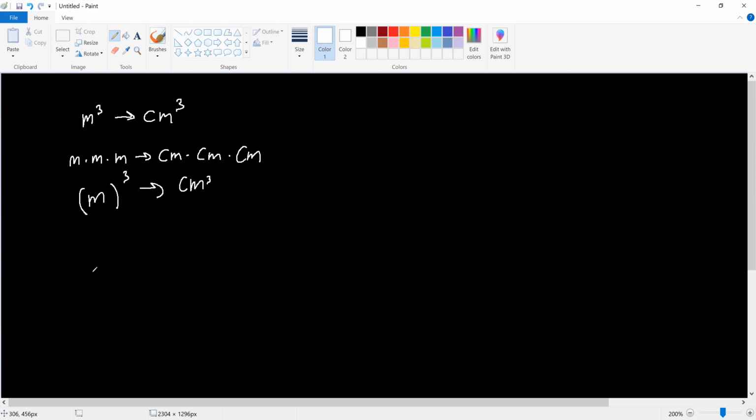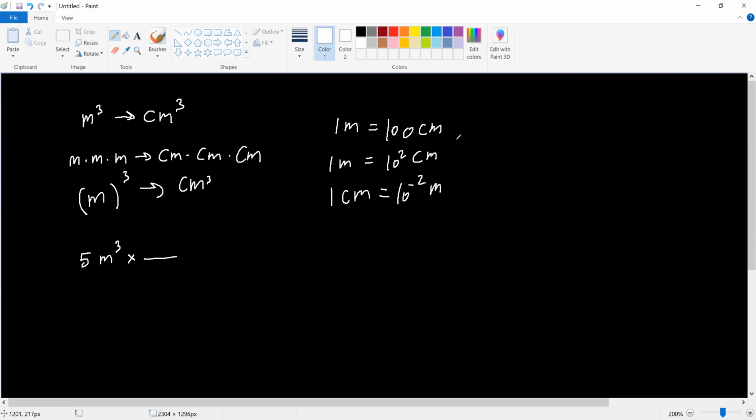So what do I mean by this? Well, to put it simply, if you have something like 5 meters cubed and you want to translate that into centimeters cubed, you can just think of it this way. We know that 1 meter is equal to 100 centimeters. Or we can think of 1 meter as being 10 to the second centimeters. Or we can even think of 1 centimeter as equal to 10 to the negative 2 meters. All of these are correct in their own ways.